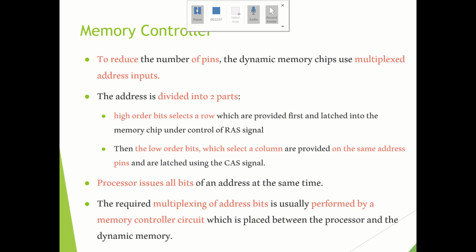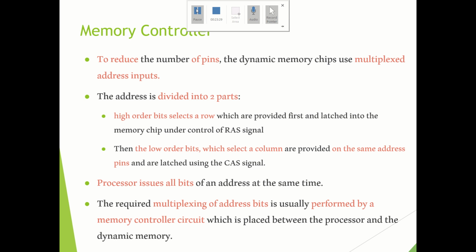In dynamic memory design, we consider that the address which is produced by the processor is divided into two parts, that is, the row address and the column address. We are doing this using multiplexing. First of all, the row address will be placed, and after selecting the appropriate row, the column address will be placed. We do this in order to reduce the number of pins.